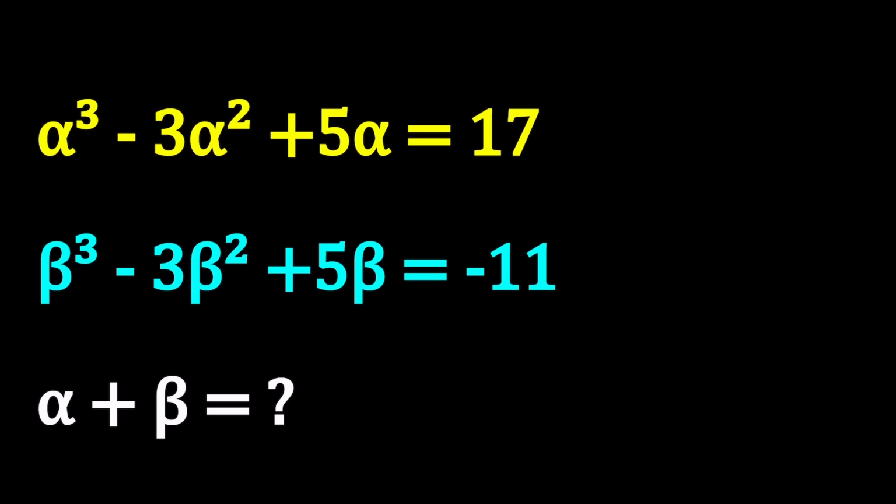Hello everyone. In this video we're going to be solving a very interesting problem. We have alpha cubed minus 3 alpha squared plus 5 alpha is equal to 17 and beta cubed minus 3 beta squared plus 5 beta is equal to negative 11. And we're supposed to find the value of alpha plus beta based on these equations.